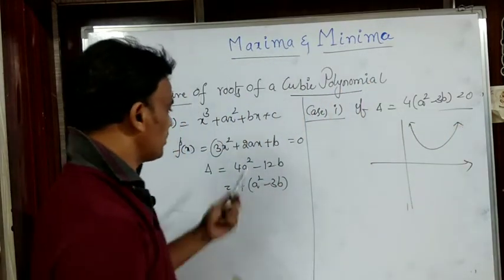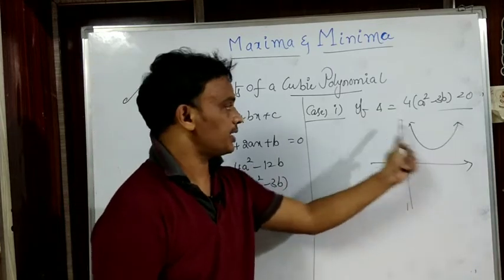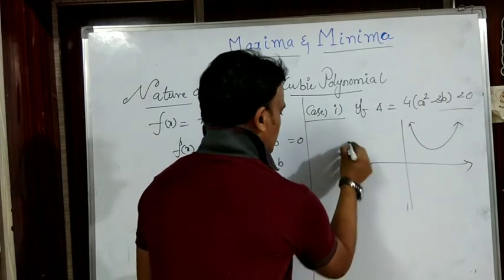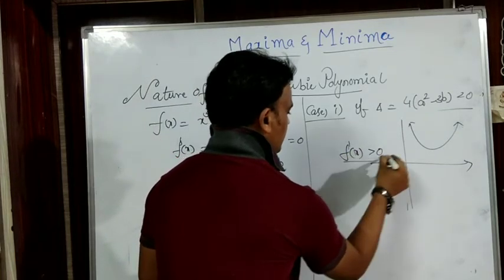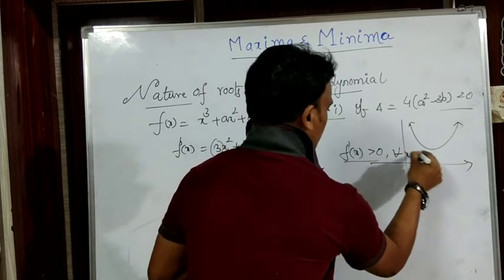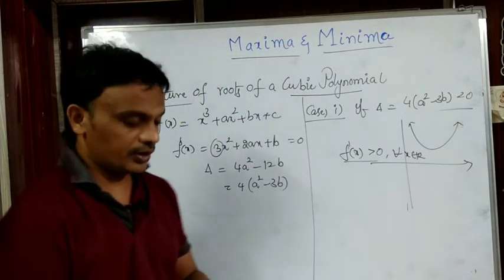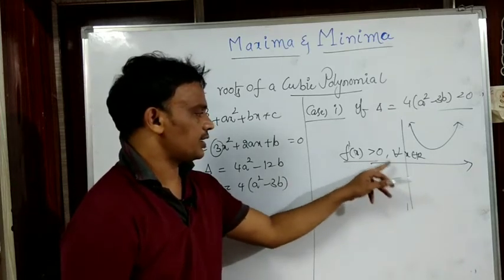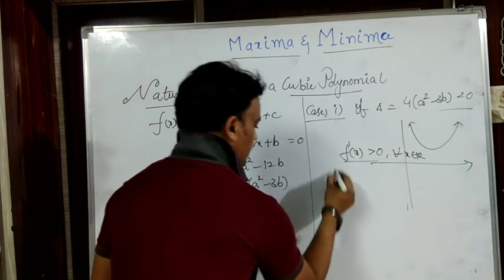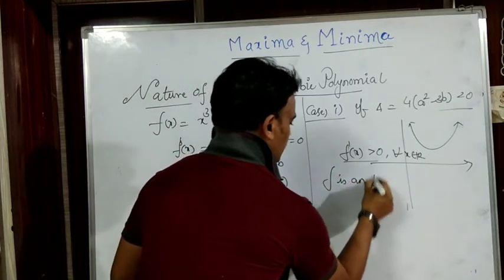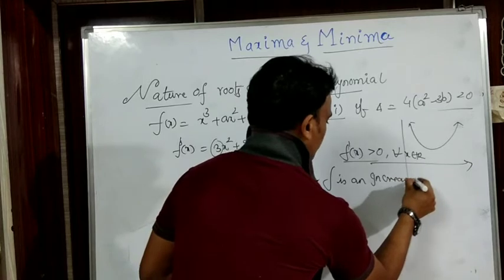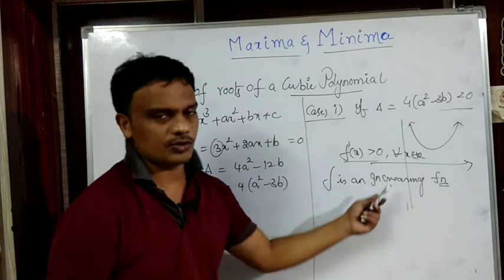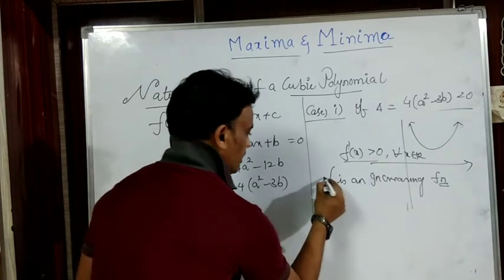For all values of x, the graph is positive. Why? Because here delta is clearly less than 0. Am I right? So then you can say f'(x) > 0 for all x belongs to R. Coming to the definition of increasing and decreasing functions, f'(x) > 0 for all x belongs to R, so clearly f is an increasing function for all x belongs to R. This is about f(x).